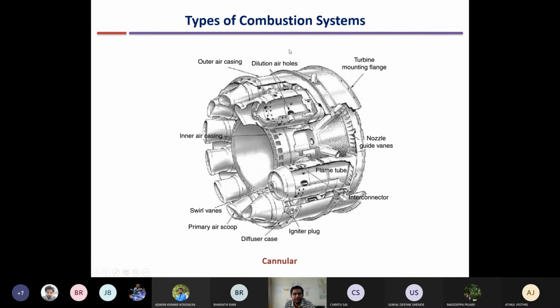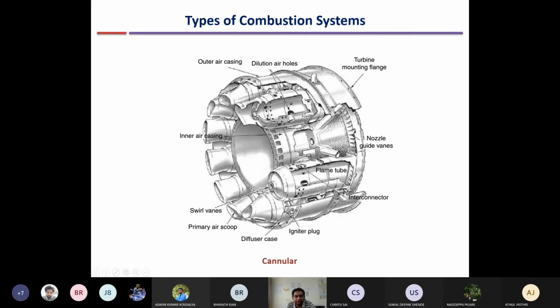The second type was the cannular one, which is a hybrid, you can say, midway between fully annular and can type. It has partially good strength, while the weight is reduced because you don't have independent casings.